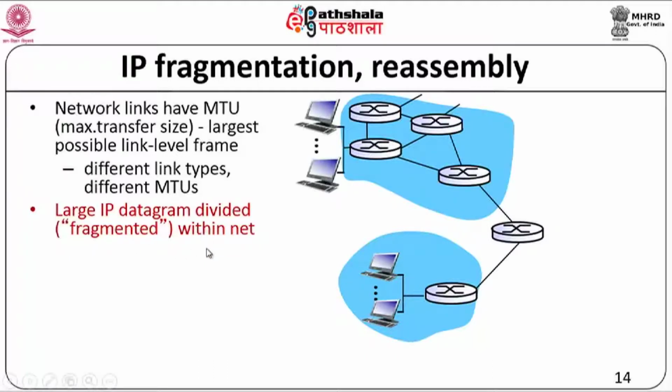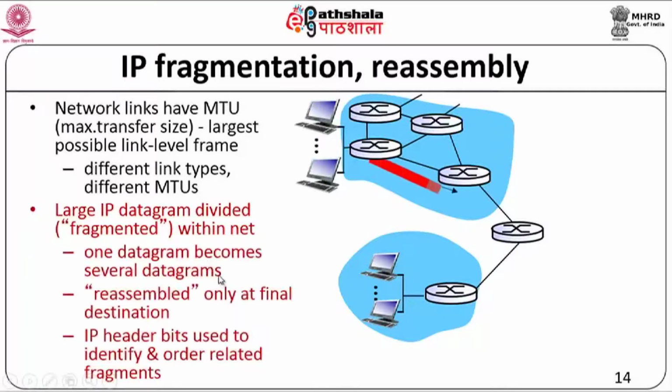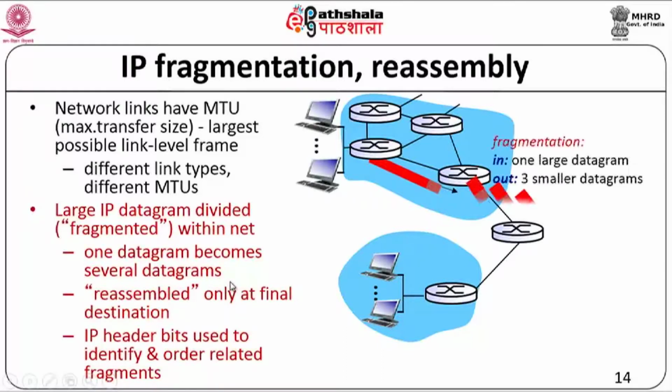So, a large IP datagram will be fragmented within the network, and this is handled totally by the IP protocol. One datagram can become several datagrams. One packet coming in goes out as 3 different datagrams in this case, and it will go through the routers as 3 different datagrams, and at the final destination it will be reassembled to form a single datagram. So, a single datagram went into the network as 3 different packets, and at the end machine it is reassembled. The header bits in the fragments are used to do this reassembly. We will take a look at how that is done.